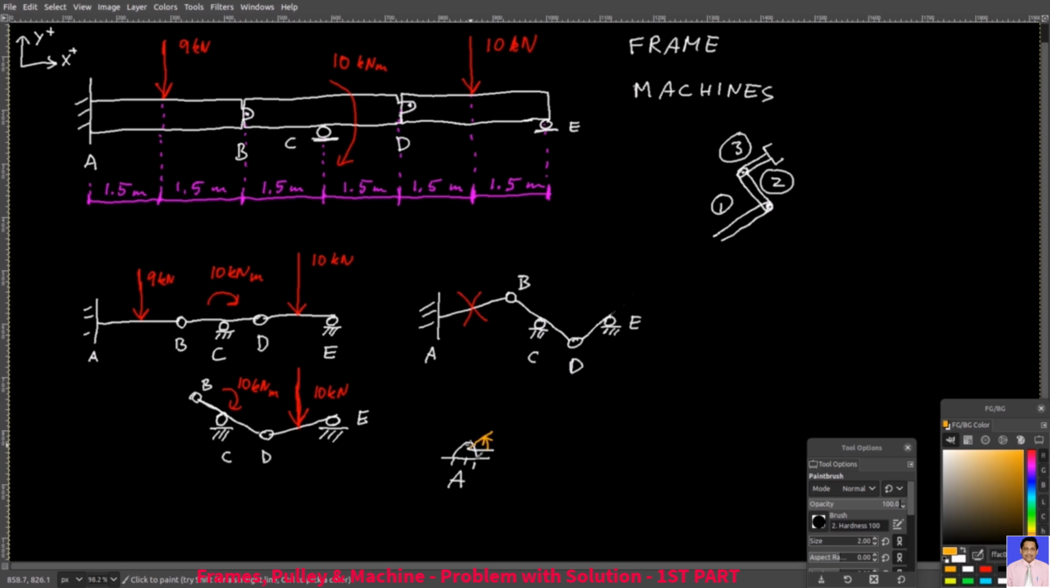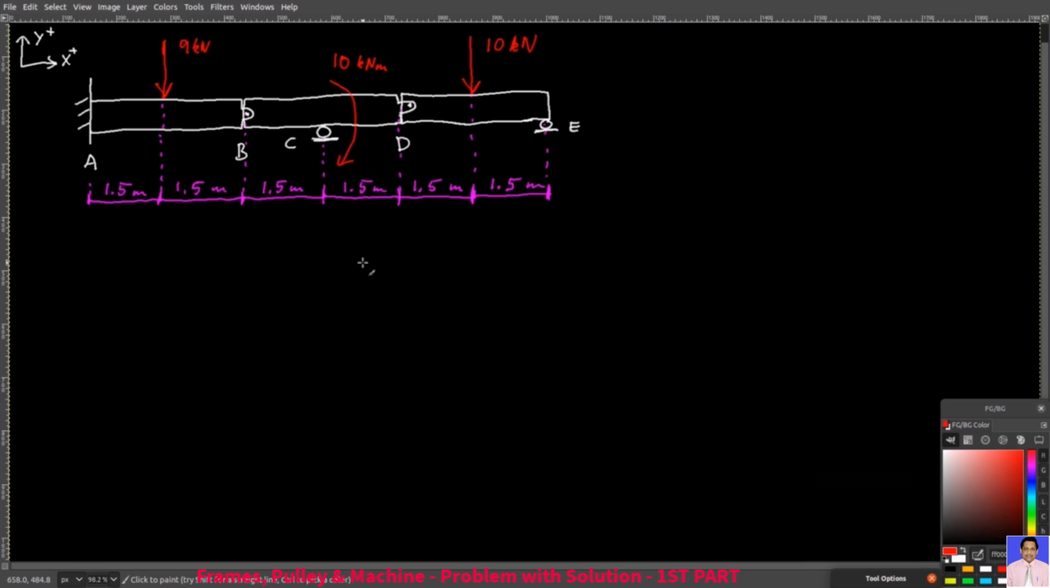However, that's not the case here. We have a fixed support at A. Therefore, member AB remains horizontal. But that means that members BD and DE also need to stay horizontal. Therefore, there is equilibrium, and you do not have improper constraints. You have proper constraints. And so, let's include all our forces and moments in our free body diagram.